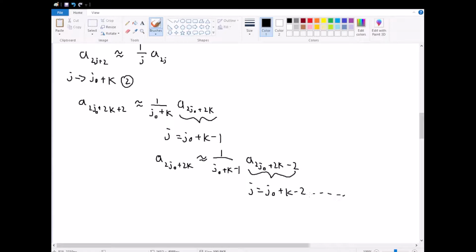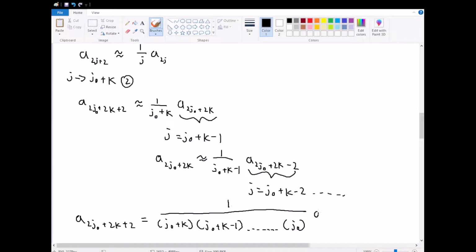Suppose that we did this to the point where this term grows until it equals k exactly. It will cancel out with k, and then we're left with j equals j naught. If we do that, a of 2j naught plus 2k plus 2 is going to equal: we have j naught plus k from the first iteration, j naught plus k minus 1 from the second iteration, and so on, multiplied all the way down to j naught. This is the bottom of our fraction, so we add a 1 over at the top, and then we have a of 2j naught plus 2k minus 2 minus 4 minus 6, etc., until that cancels out with the 2k. So what remains is just 2j naught.